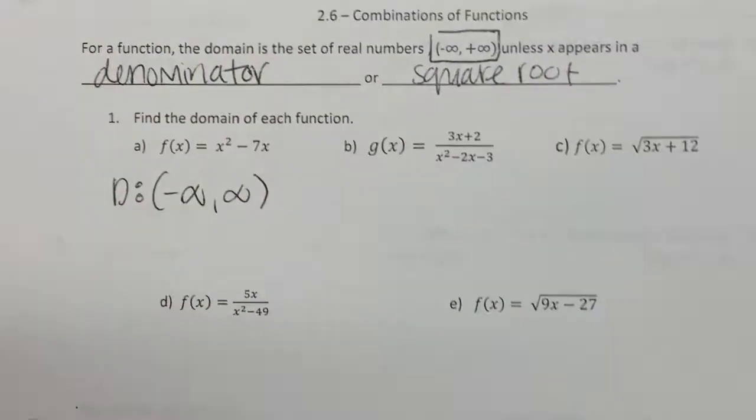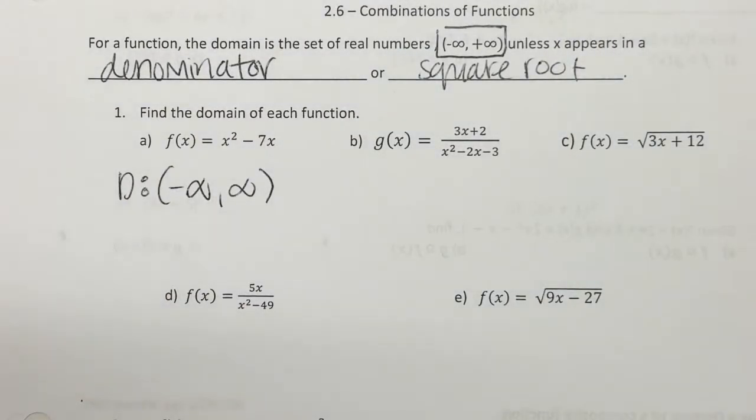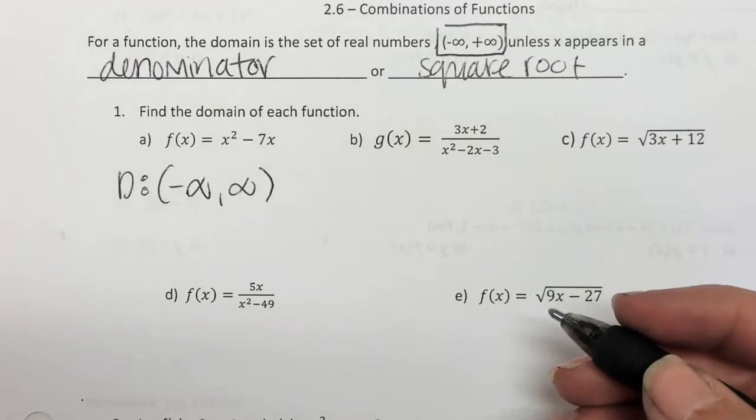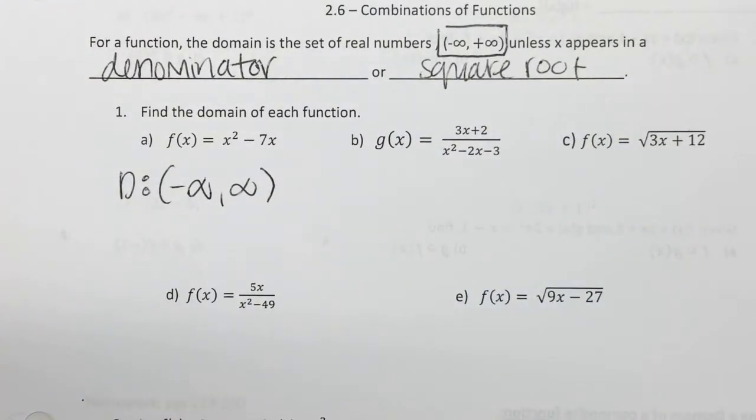So the domain is going to be what? That's it. And again, because x is not underneath the radical, and because it's not on the bottom. But on this one, is there an x in the denominator? Yes. So what we have to find out is what number can we plug into x right here that would make the bottom 0. That would make it undefined.